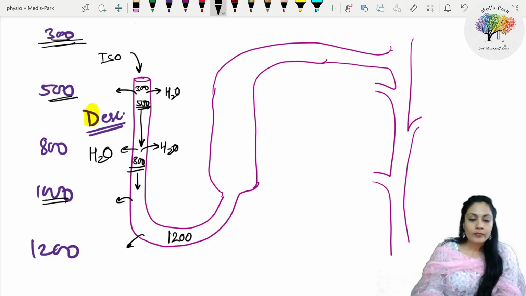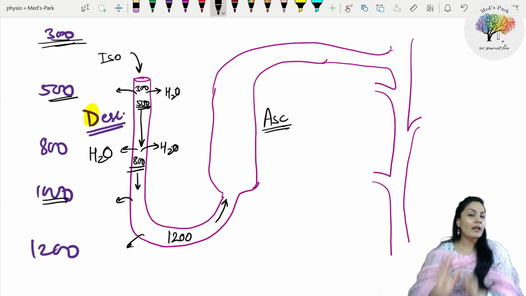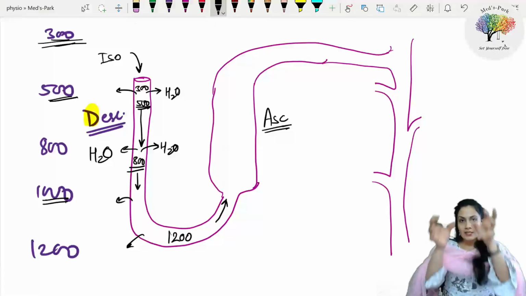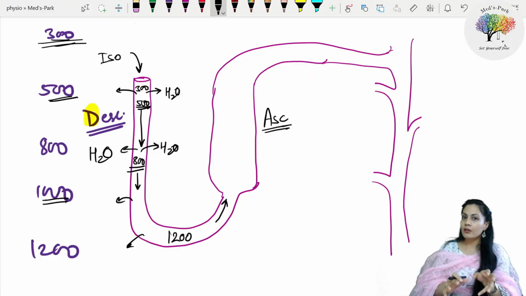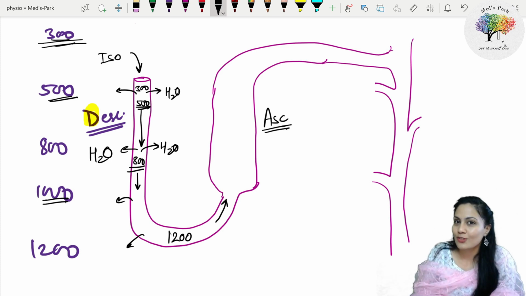Now, as it goes into the ascending limb of loop of Henle, remember it is permeable for the solutes and not for the water. So all the prerequisites are met over here. Understand, these tubules are close to each other, parallel to each other. They have opposite flow, as well as differential permeability.